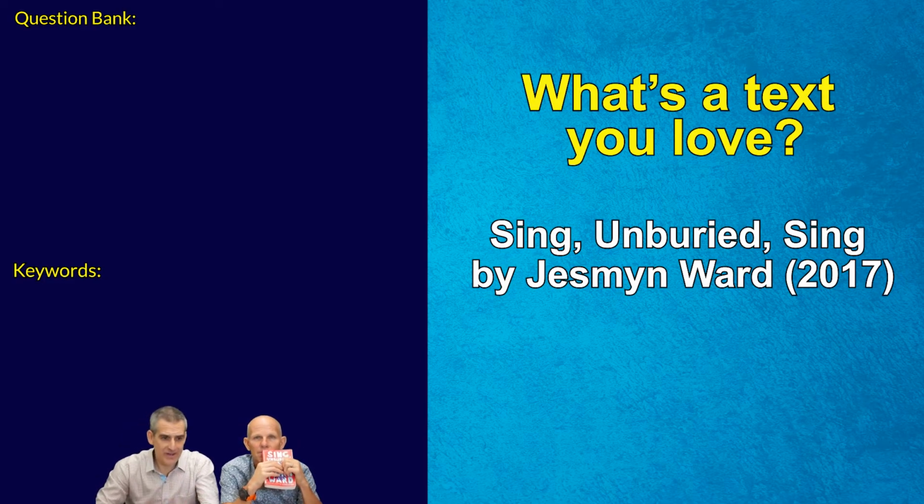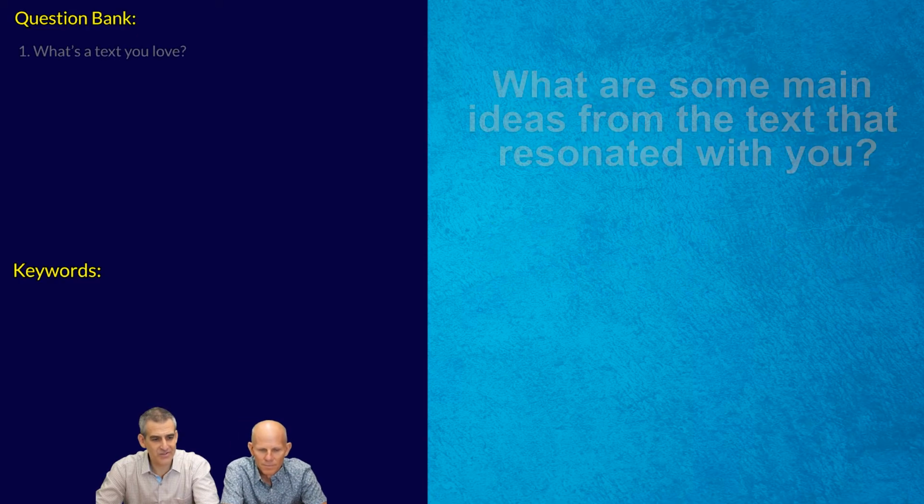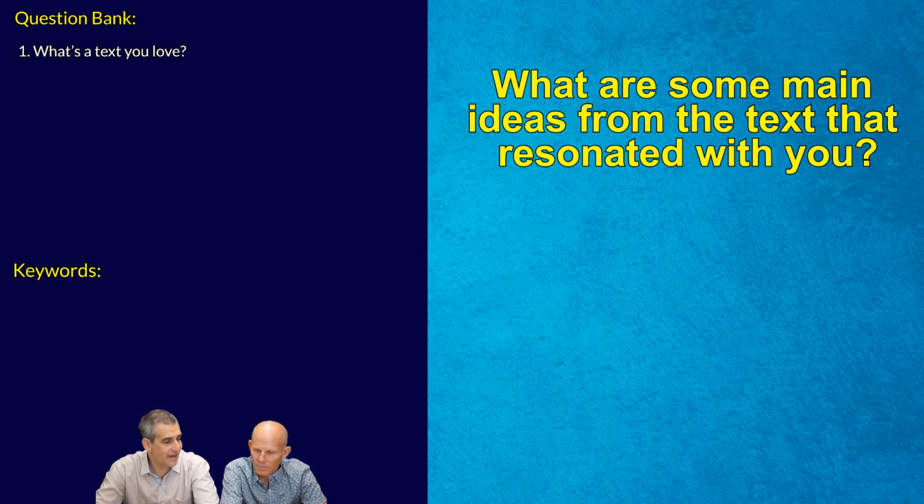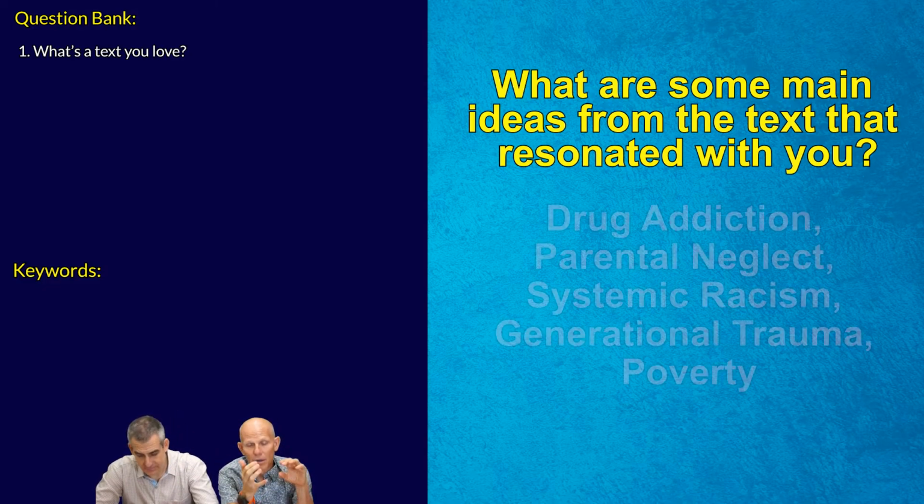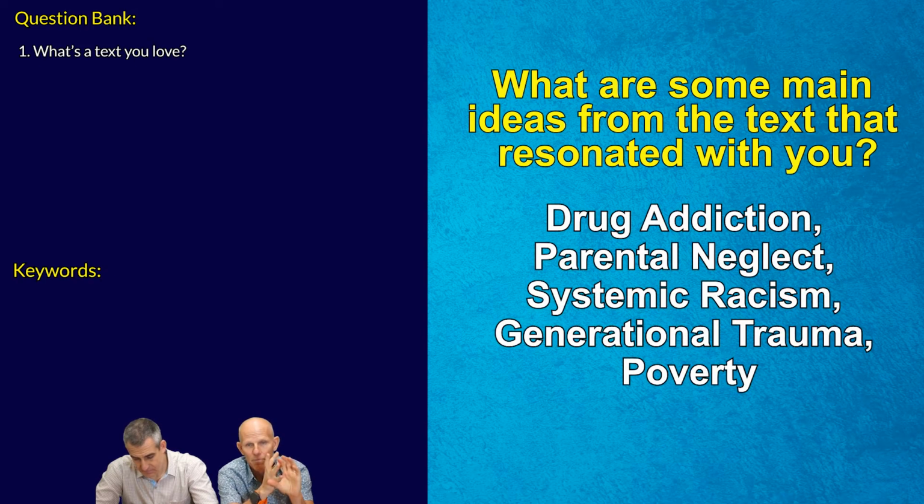All right, I love that text as well. Now, Giles, there are so many thematic ideas that she presents. What are some of the main ideas of the text that really resonate with you? Yeah, I think the ones that resonate with me are drug addiction, parental neglect. Parental neglect. Got it. Systemic racism. Ooh, yeah. Systemic racism. Yep. And the idea of generational trauma. Ooh, good one. These are, I think, really powerful. I've got to add one more, and that's poverty.